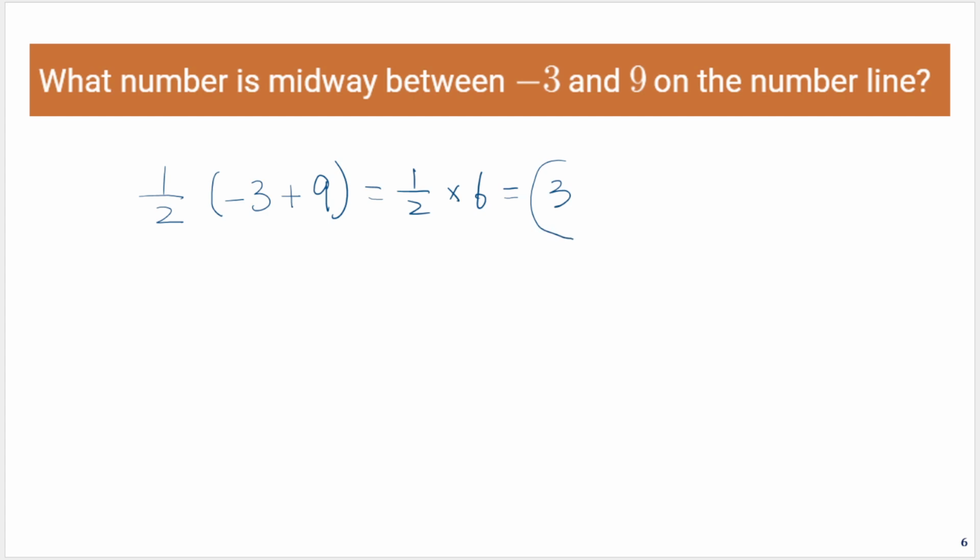Of course, you can also verify this by yourself. The distance between -3 and 3 is 6, right? And we also know the distance between 9 and 3 is also 6. Therefore, 3 is the midpoint. Did you get it?